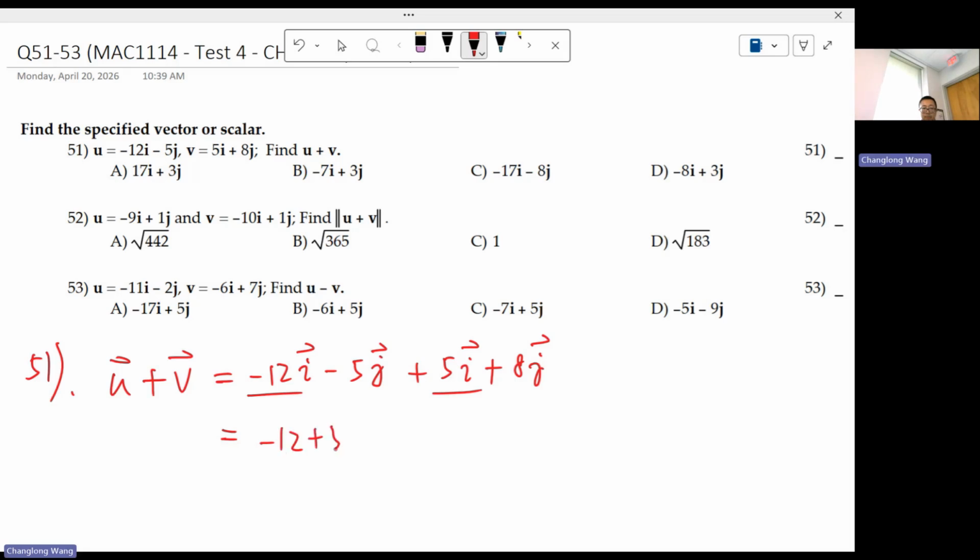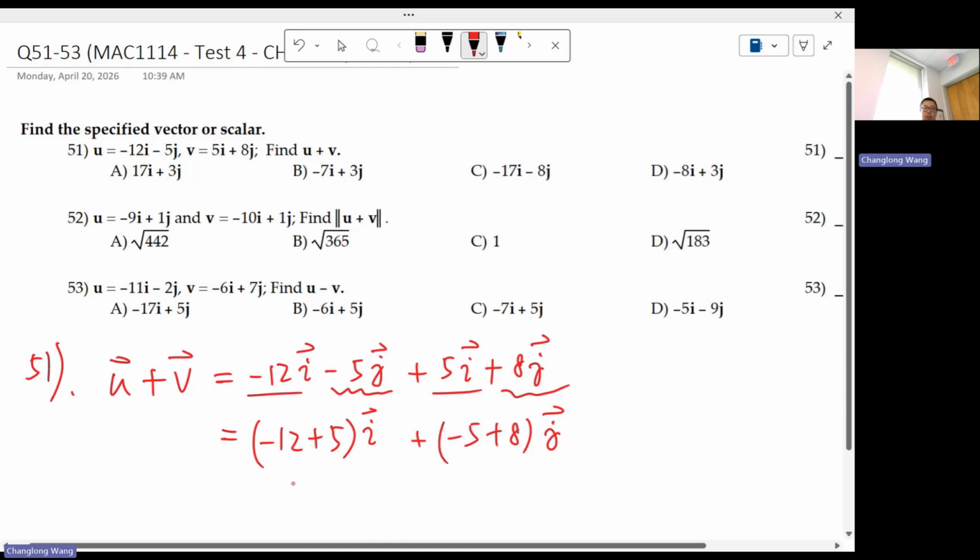Negative 12 plus 5 together, and you put the i right next to them. Now what about the j's? Again, you combine the like terms, so you add up negative 5 and 8, and put the j. So the numbers add up to be negative 7i and positive 3j. That means once you add up these two vectors, it is still a vector, now in the form of rectangular coordinates. And that matches letter B.